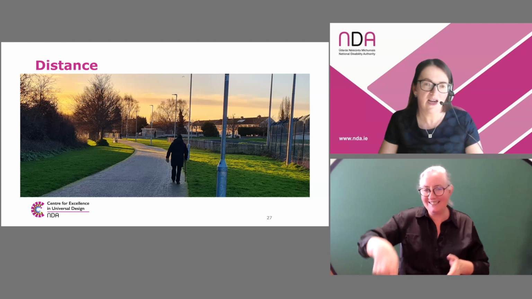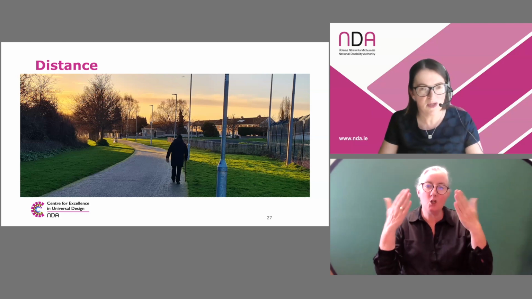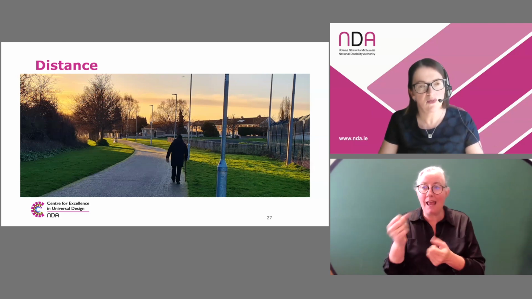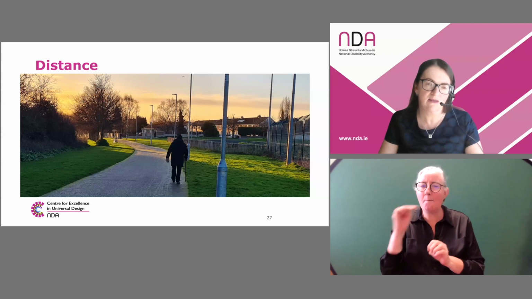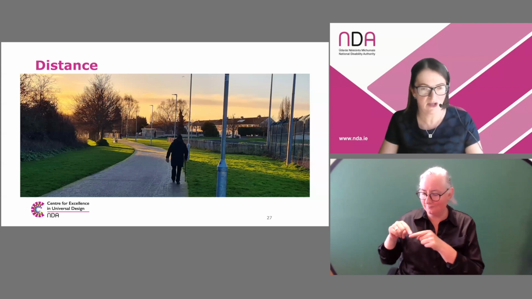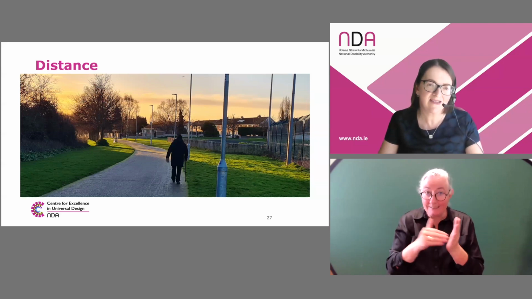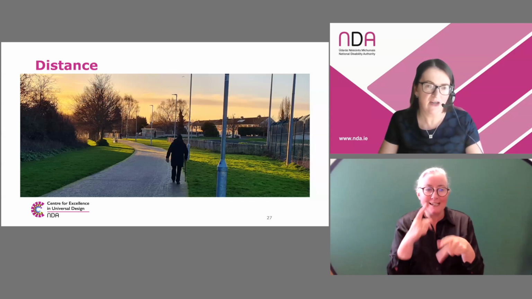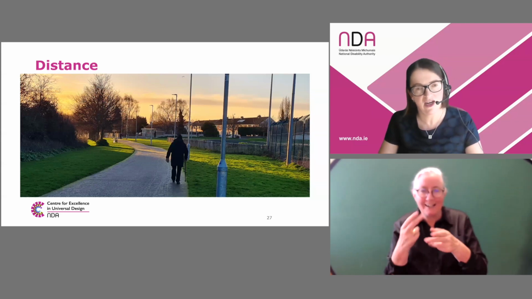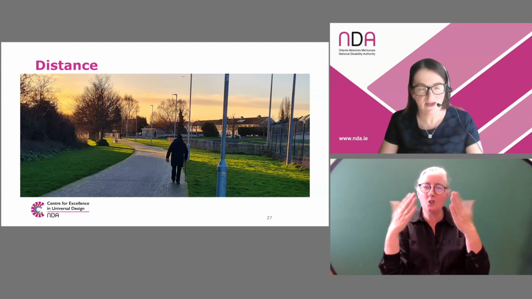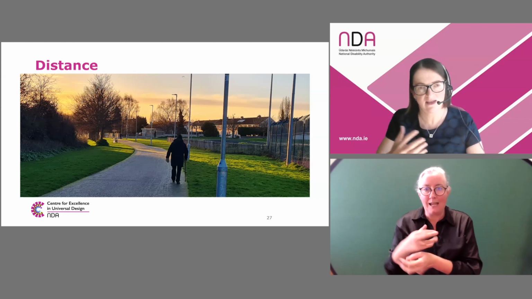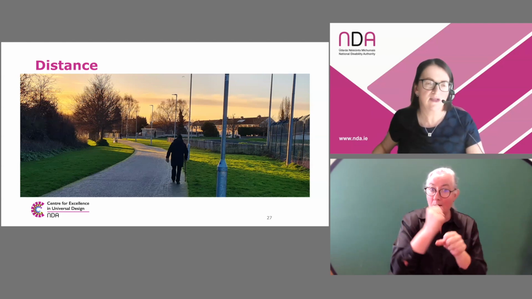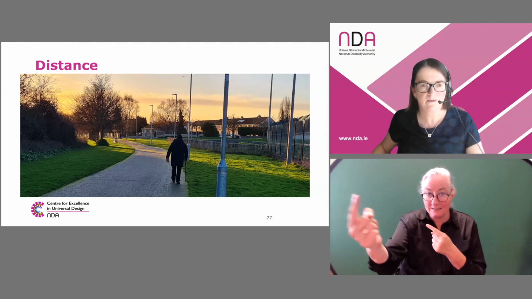But it's really to highlight the issue that some people have reduced stamina. So it's important to provide resting points on access routes, no matter how accessible you consider them. In the distance in this picture, you can just see a seat that's recessed under the tree there. So again, just to highlight the need to provide resting spaces, for people to think about distance when thinking about low physical effort.